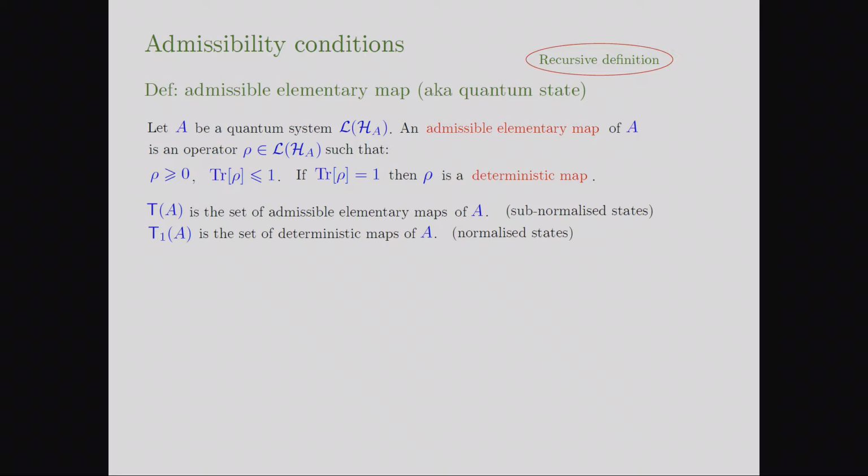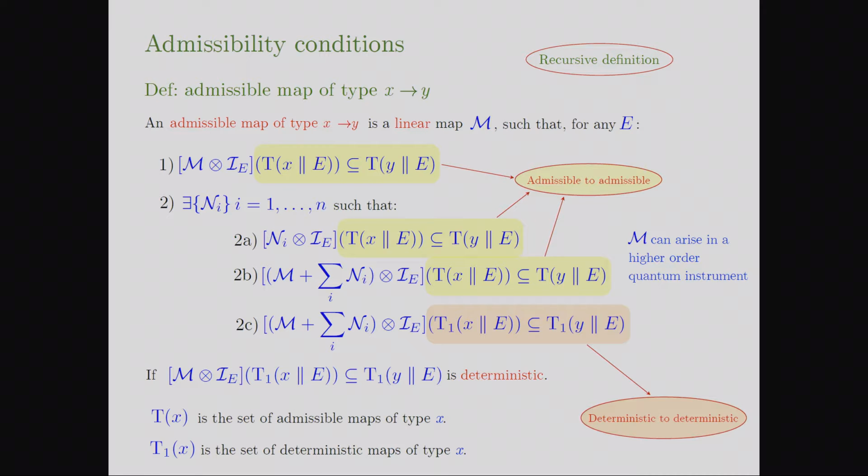And then, once you define what is admissible at this level, you can recursively define what is admissible for the whole hierarchy. For example, consider a map M from type X to type Y. It is a higher order map of type X, to a higher order map of type Y. This map M must preserve the set of admissible maps of type X for any possible extension E, and map them to admissible maps of type Y for any possible extension E.